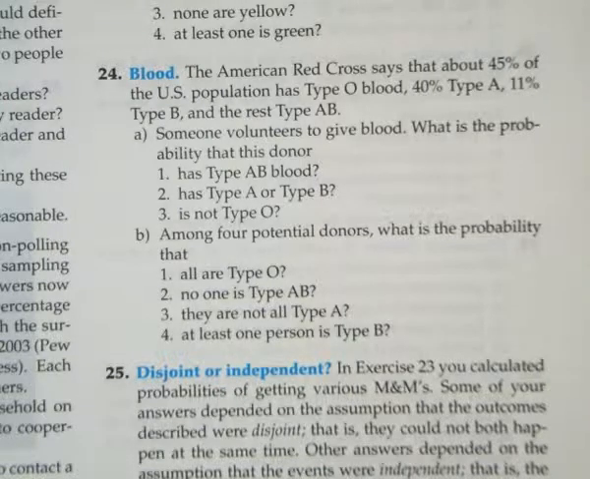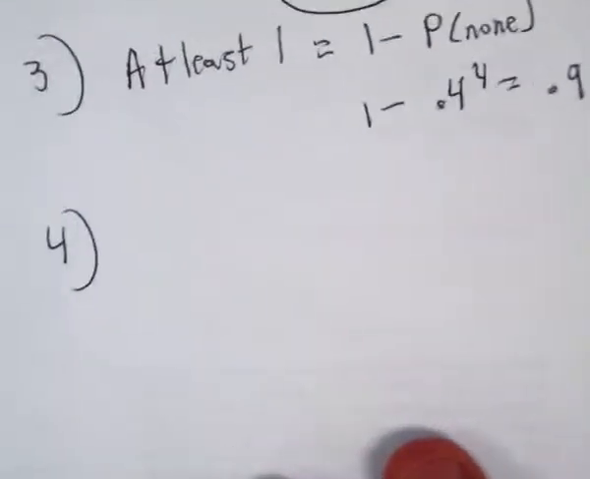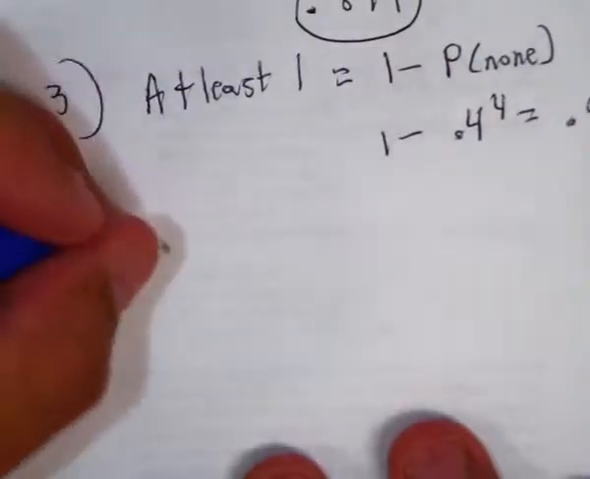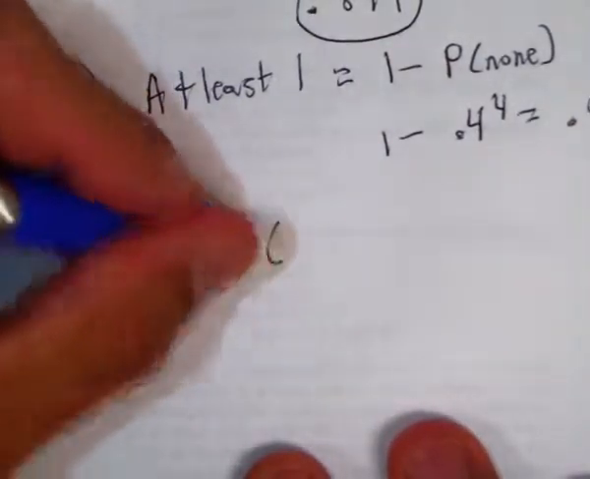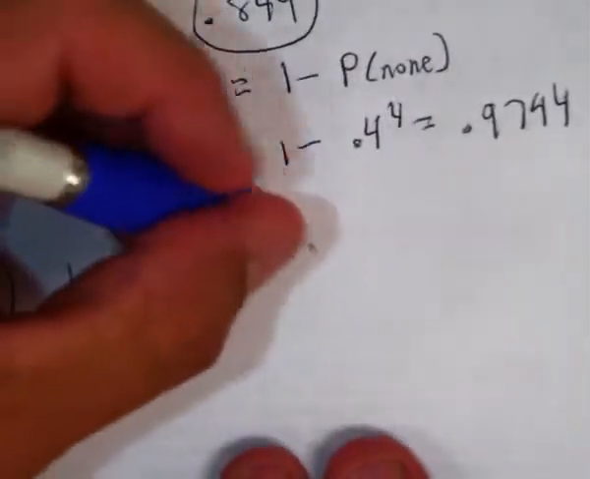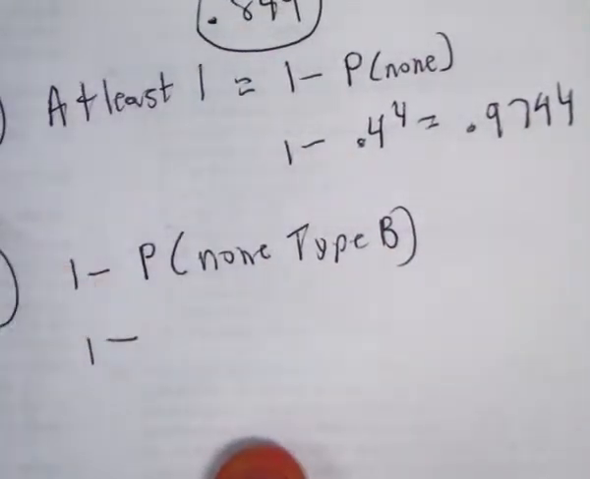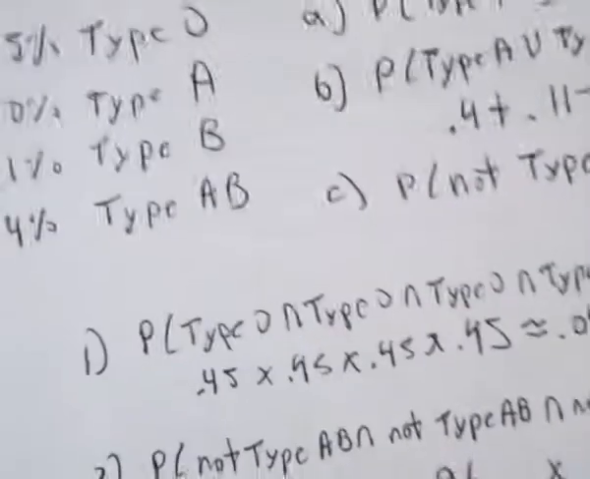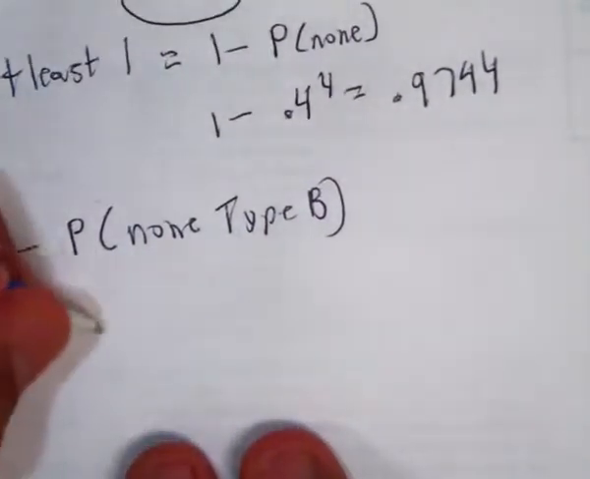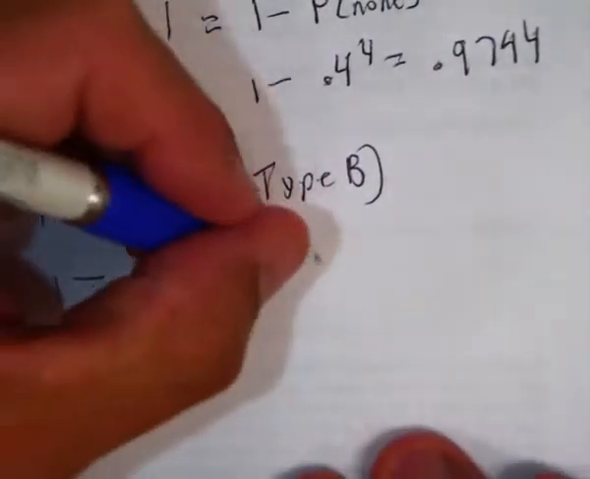So when they say they are not all type A, that means at least one of them is not type A. And then question 4 is at least one person is type B. We already know how to do at least one: it's 1 minus the probability that none are type B. Type B is 11%, so not type B is 0.89 to the fourth. If you do 1 minus 0.89 to the fourth, that's 0.373.